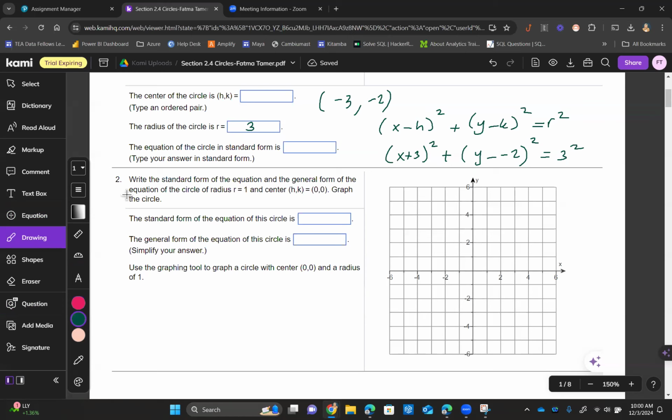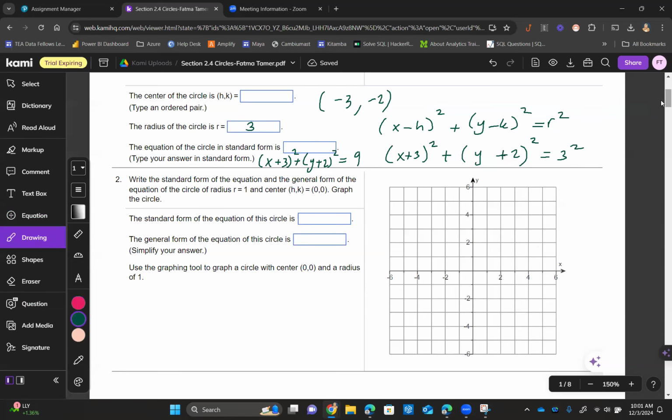Here again, 2 negatives will create a positive. So instead of having 2 negatives, I can simply write y plus 2 to the second power is equal to 9. So on the homework, the last space that they want me to enter will be x plus 3 squared plus y plus 2 squared is equal to 3 squared, which is 9. That's the answer they expect me to put in the last part of number 1.